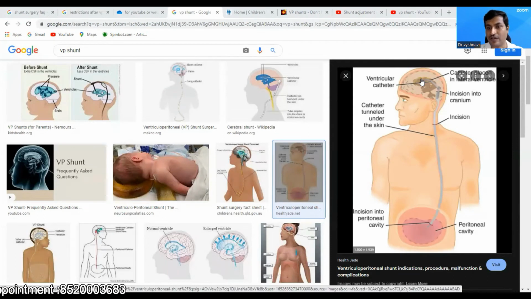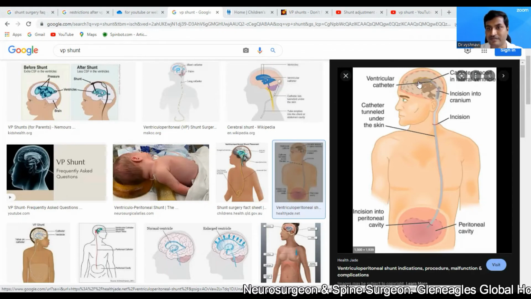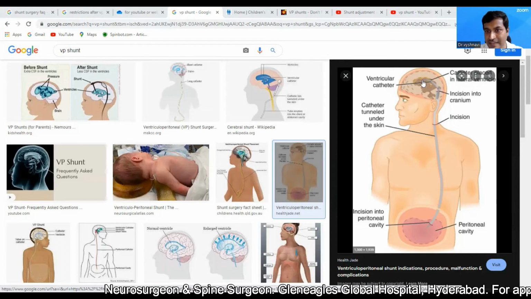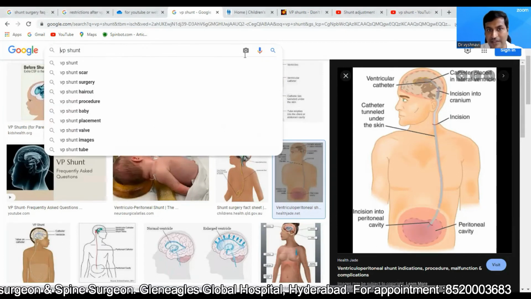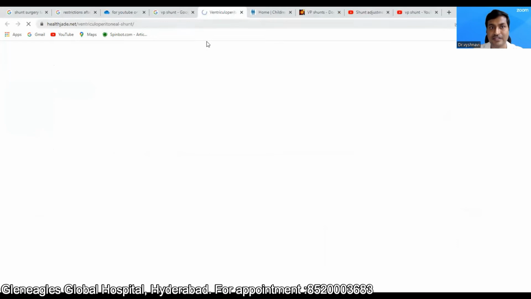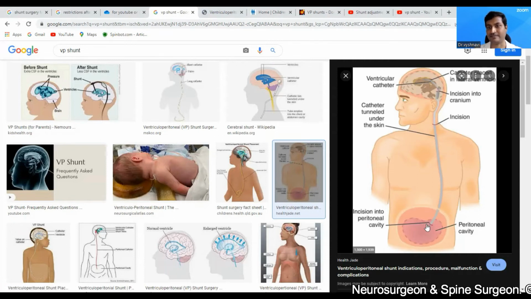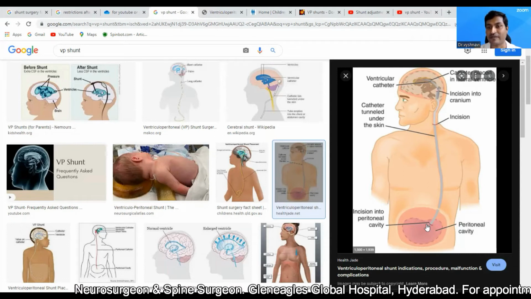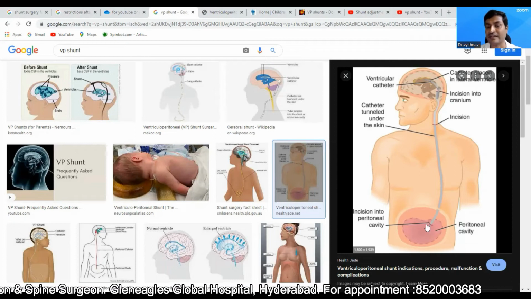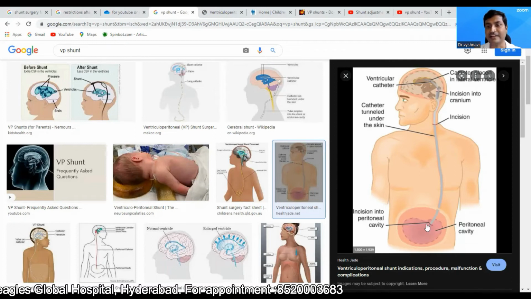I have searched on Google for a VP shunt. So this is the diagram where you can see a VP shunt. Follow my cursor. Follow my arrow. This is the VP shunt, as you can see over here. So this gray color tube, which is placed from the brain into the peritoneal cavity, is the VP shunt. One of the most common complications of the VP shunt is shunt overdrainage and shunt block.